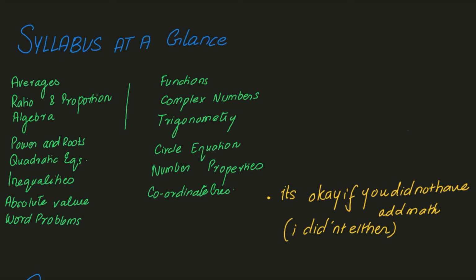because questions do tend to show up from all the topics. So another thing that's really important for you to know is that it's okay if you did not have ad maths. Many people have this belief that if they did not have ad maths in O levels, then they're at a disadvantage for this exam. No, they're not at a disadvantage.